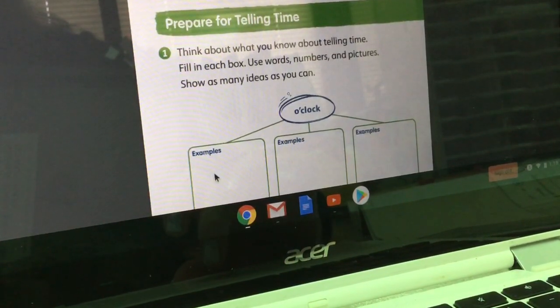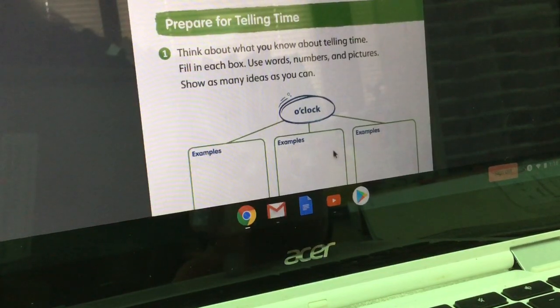Go ahead and fill in your first example box. Pause if you need to. Another example can be a picture. I'm thinking I could draw a picture of an analog clock, which would be a circle with the numbers 1 through 12 written where they belong. And then I could make a time on there by drawing my hour hand and minute hand. Go ahead and do that. Pause the video if you need to.